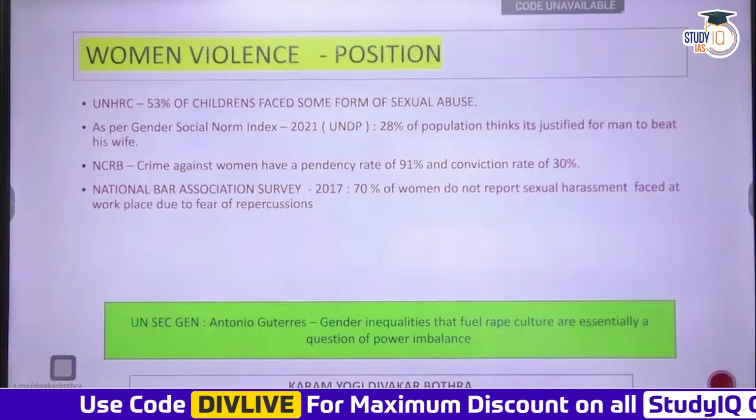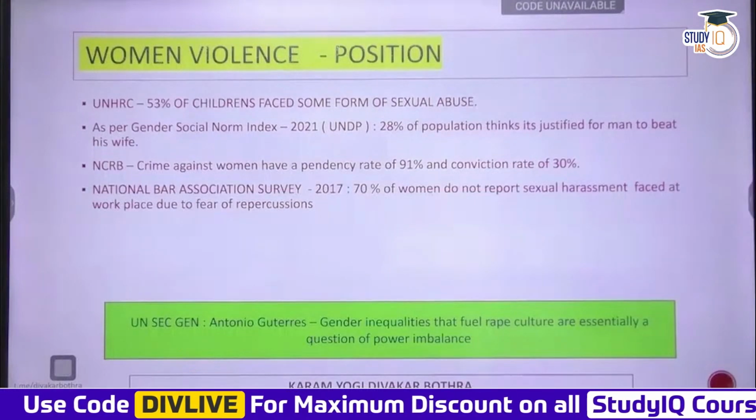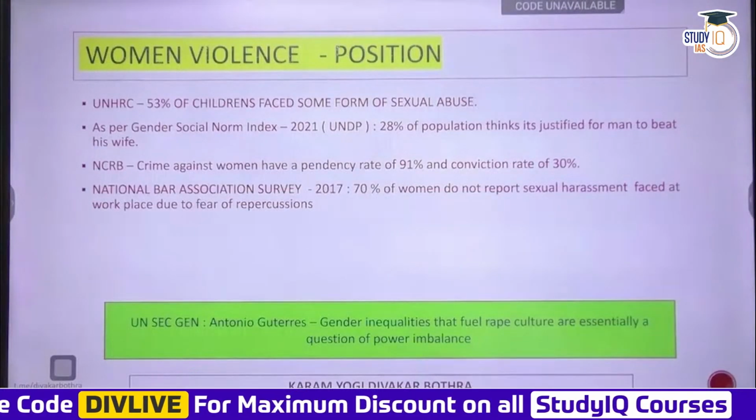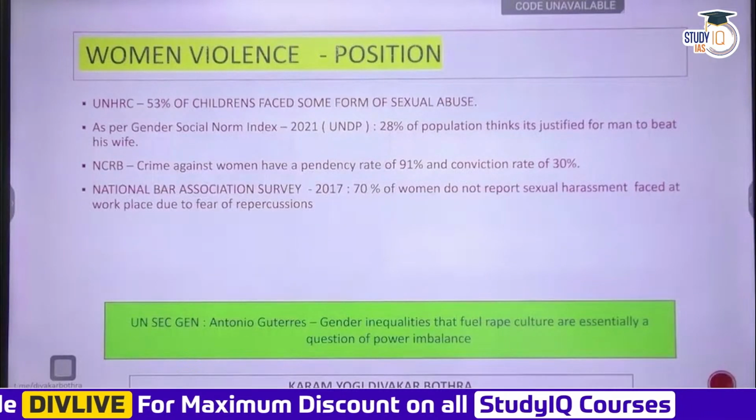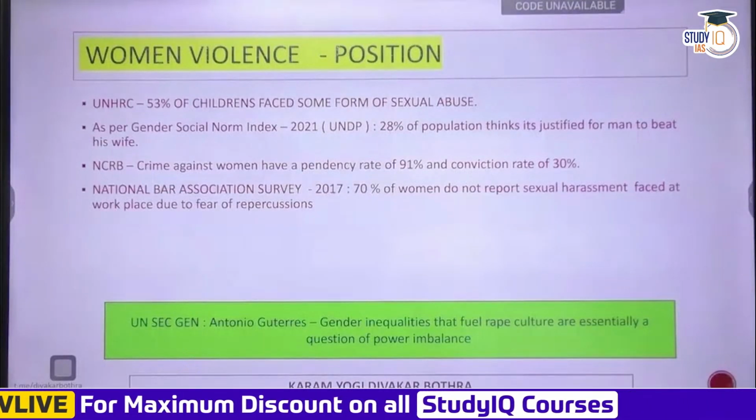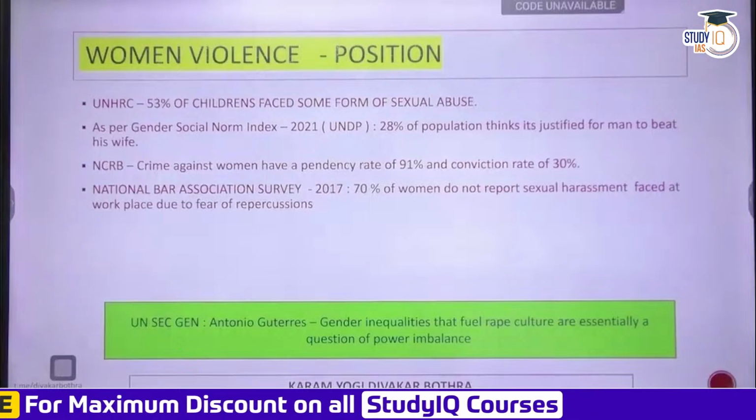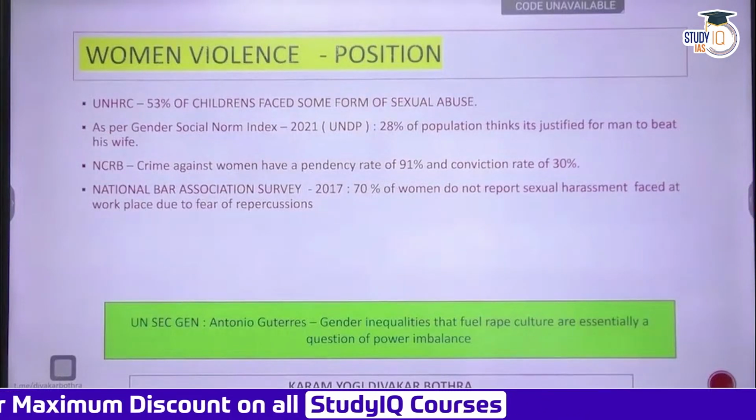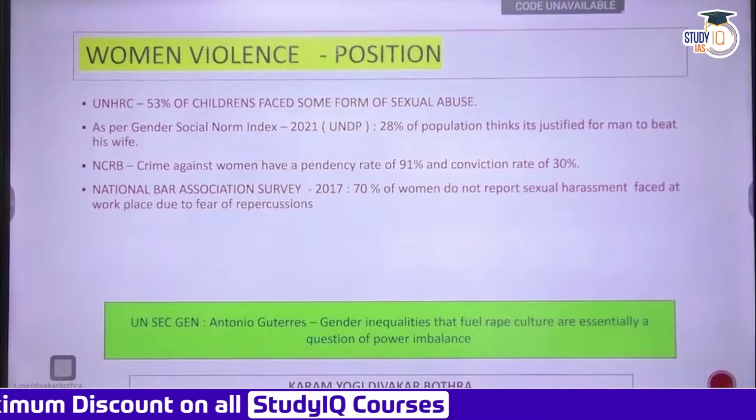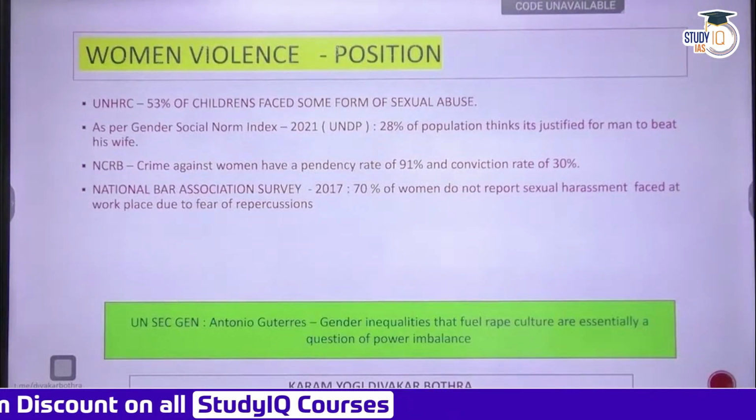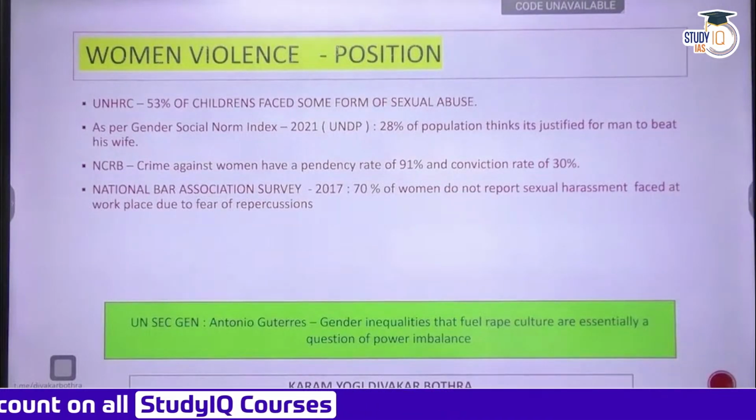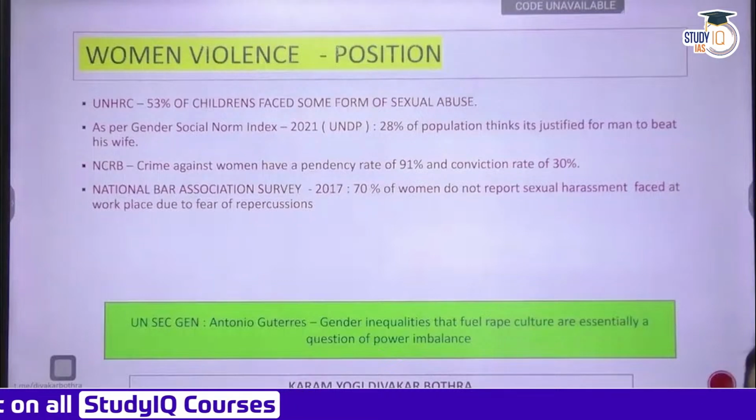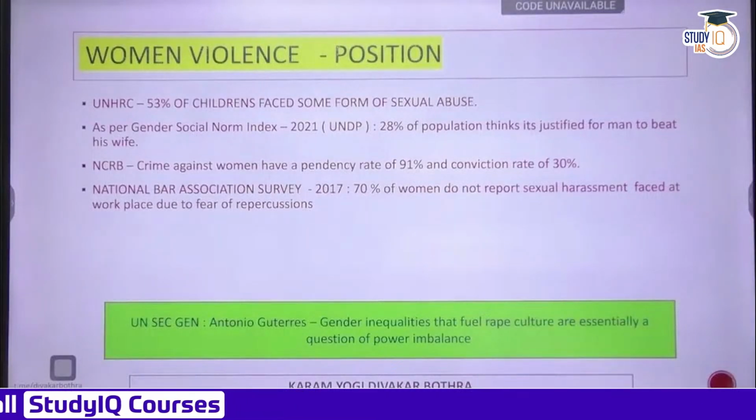See the statement in the box. United Nations Secretary General Antonio Guterres says gender inequalities that fuel rape culture are essentially a question of power imbalance. He has given you a very good reason why this violence against women exists. This is because of the power imbalance present. When men are considered more powerful, they often assert themselves by using different forms of violence.